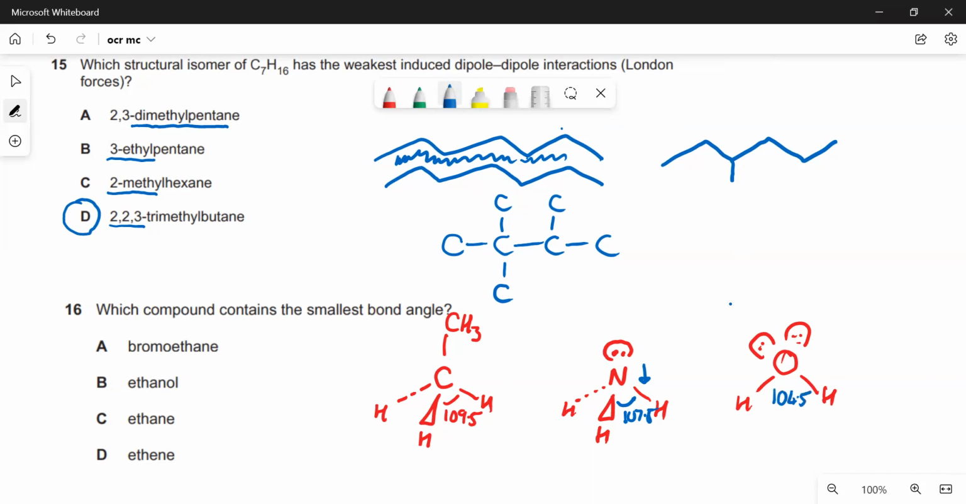And so we can see that one of those molecules has got an oxygen in it, and that's ethanol. If you think about it, it's really CH3CH2OH, so that's going to have a bond angle like water of 104.5. So ethanol is going to be that one. All the other ones are going to be 109.5, except for ethene, of course, which has a double bond in it. That's going to be 120 degrees, which is even bigger. So the smallest one is ethanol.